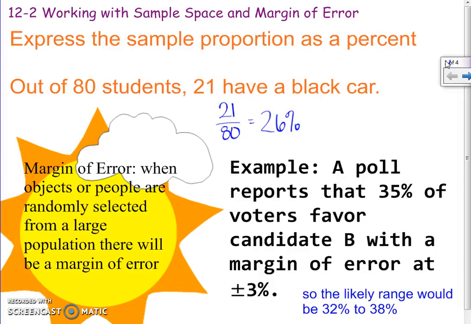So, for example, a poll reports that 35% of voters favor candidate B with a margin of error of 3%. Basically, they're saying they took this 35% and they added and subtracted 3 to give us this range right here of 32% to 38%. So that's the margin of error. You have your central number, the 35, and then how far you go above and below that number. That's your margin of error.